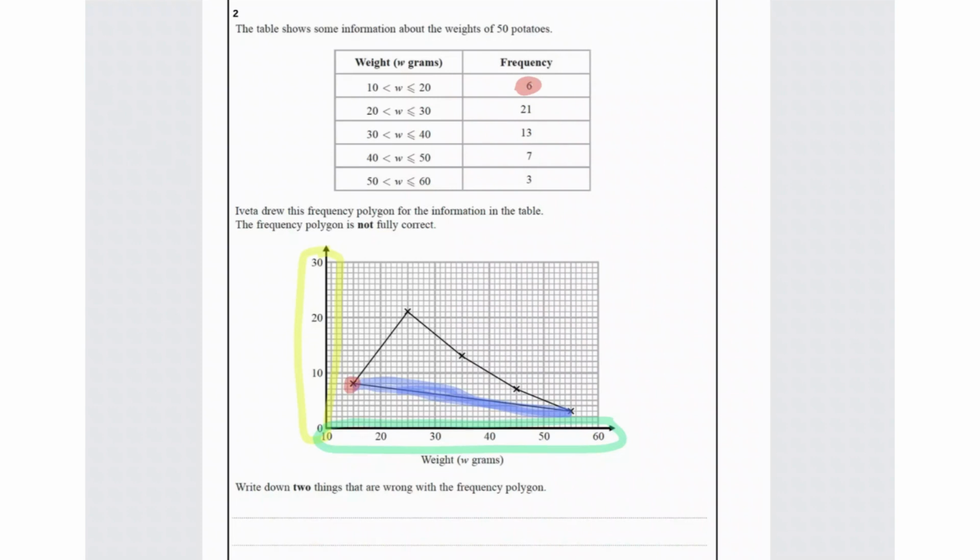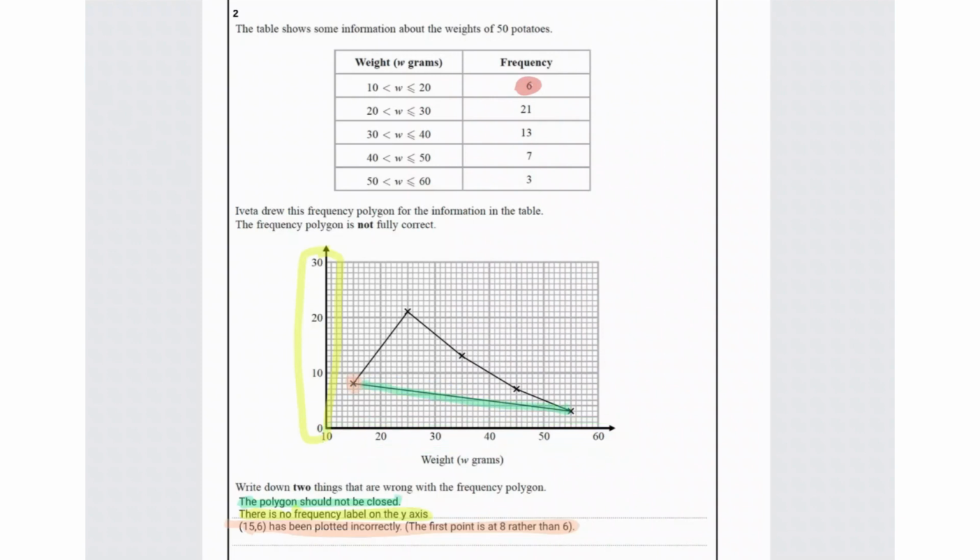So I would say they shouldn't have connected the first point and the second point, and then the frequency of 6 is drawn at 8 for the first group. That's incorrect. There might even be a third thing wrong with this. There's often 3 things wrong to give you an extra chance of finding it, but those would be my 2.